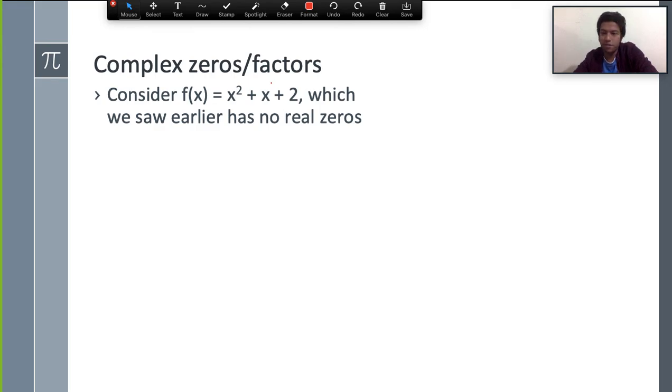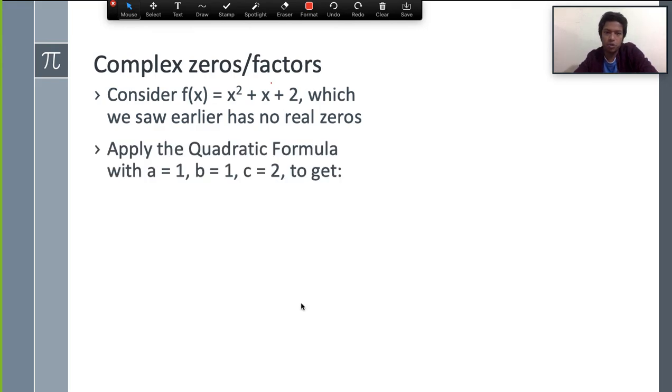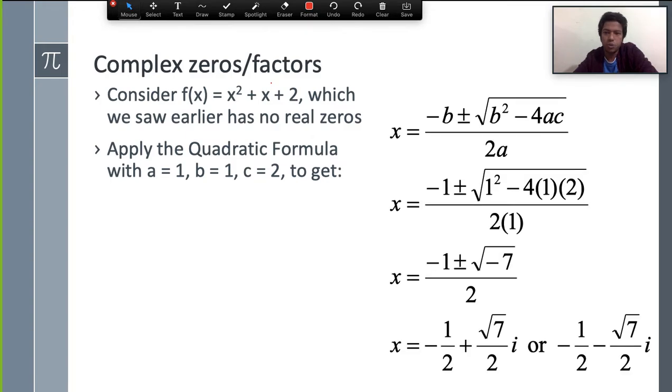Now, complex zeros are factors. So this one, that irreducible kind of thing. When you use the quadratic formula, we actually get (-1 ± √-7) / 2. Previously, we used to say that from here we cannot find any answer, since this is the root of minus 7. Now, since we defined √-1 equal to i, we can actually write √7 i divided by 2. So we get two answers.